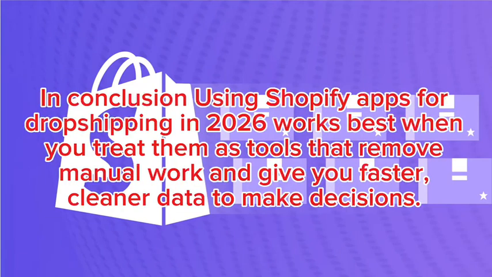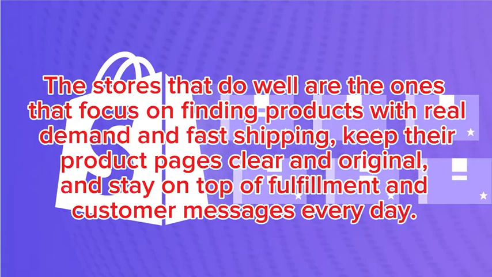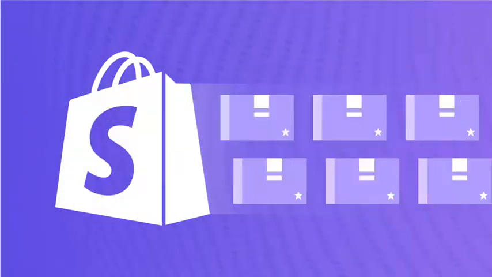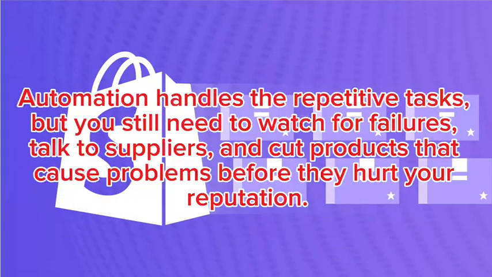In conclusion, using Shopify apps for dropshipping in 2026 works best when you treat them as tools that remove manual work and give you faster, cleaner data to make decisions. The stores that do well are the ones that focus on finding products with real demand and fast shipping. Keep their product pages clear and original, and stay on top of fulfillment and customer messages every day. Automation handles the repetitive tasks, but you still need to watch for failures, talk to suppliers, and cut products that cause problems before they hurt your reputation.